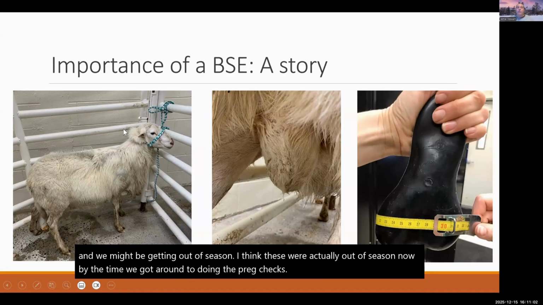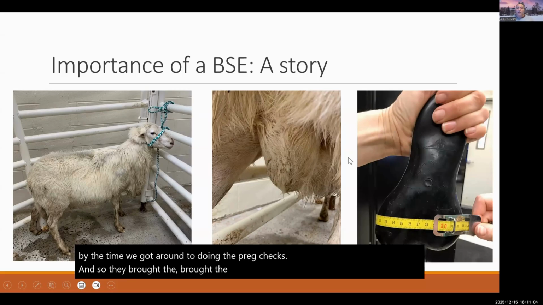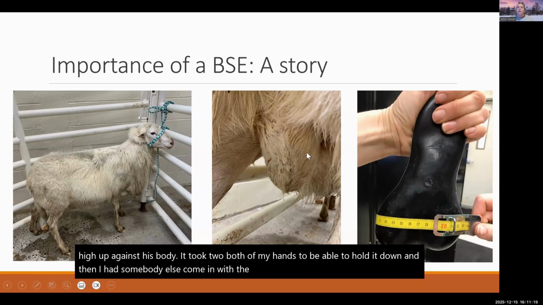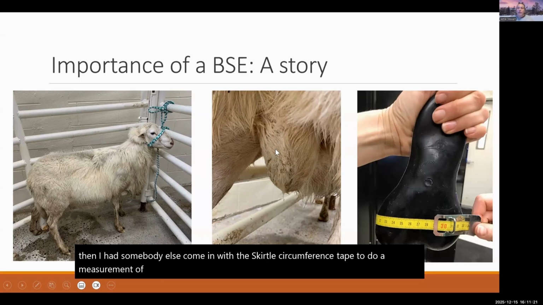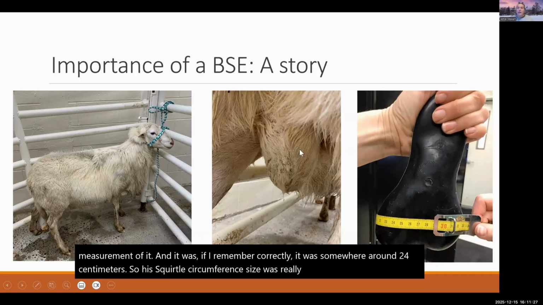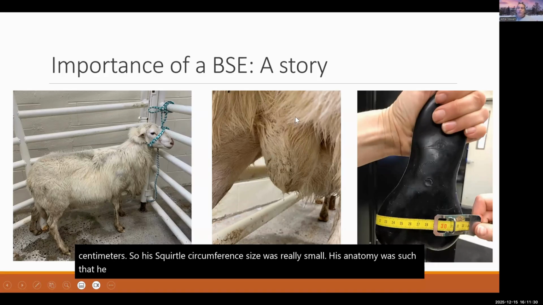And so they brought the male into us, and you might not be able to appreciate it as much, but basically his testicles were really high up against his body. It took both of my hands to hold it down. And then I had somebody else come in with the scrotal circumference tape to do a measurement of it. If I remember correctly, it was somewhere around 24 centimeters. So his scrotal circumference size was really small.